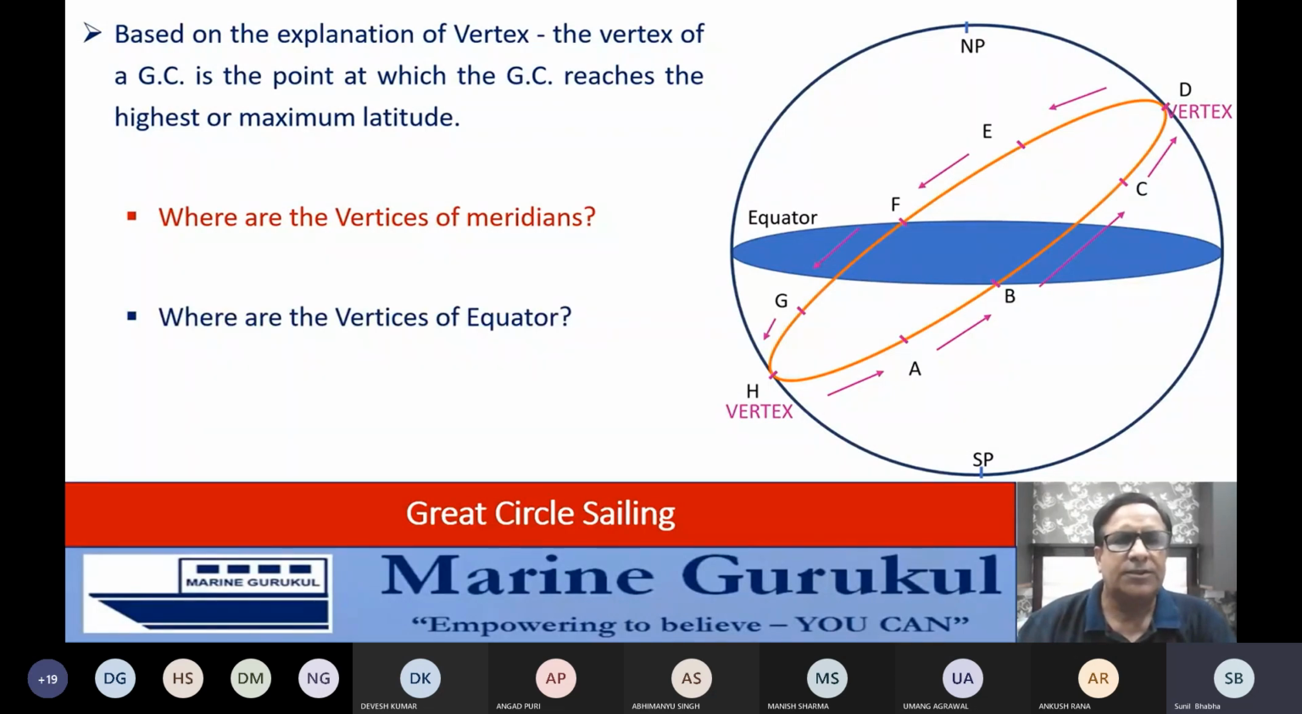Where are the vertices of the equator? Now, if you recall, when we started our discussion on vertex, we had left out the equator. Why? Because the equator is a very special great circle which runs in the east-west direction, and the latitude of every point along the equator is 0 degrees. So therefore, the concept of vertex shall not apply to the equator. Why? Because the latitudes are measured with respect to the equator itself.